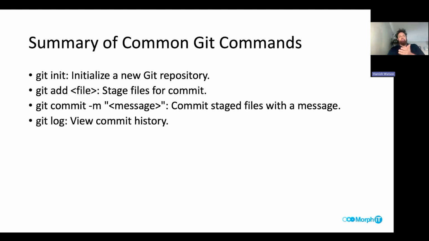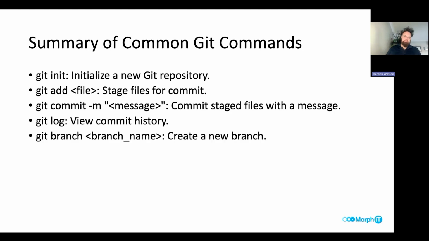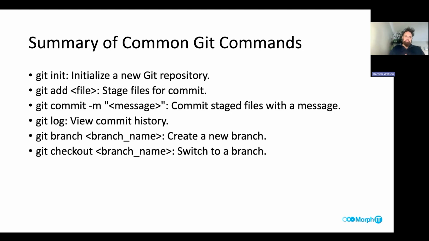Also, git log, very useful utility to look at what the commit history has been. And git branch, right? So we can use git branch to create a branch, and we'll be doing some of this during the demo. And of course, once we've created our branch, we may need to swap around branches, right? So we may be in main doing some stuff.